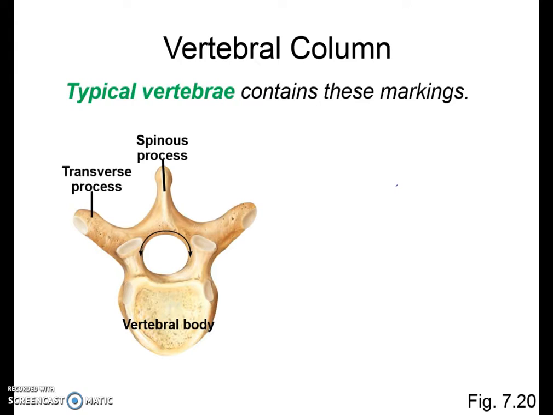So like I said, a process is a projection. So the spinous process projects straight out the back. Now you have 2 transverse processes on either side. So one is here, and then the other one is out here. Remember, transverse means to go across. So you notice these transverse processes go across to either side.